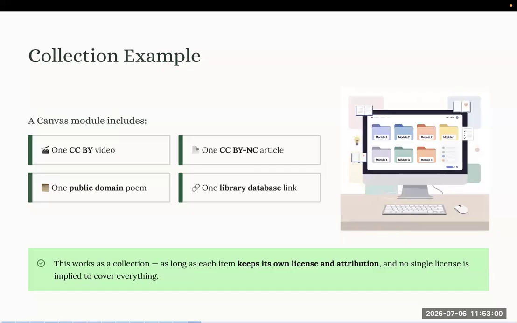Here's an example. A Canvas module can include a CC BY video, a CC BY-NC article, a public domain poem, and it may link out to copyrighted content through a library database. This leads to a ZTC course. It is a combination of different licenses, though, within that one module.